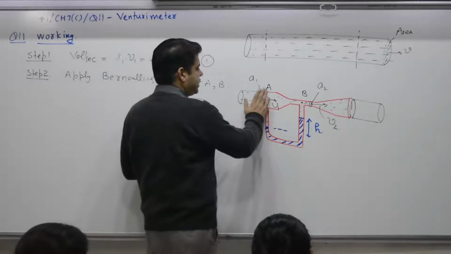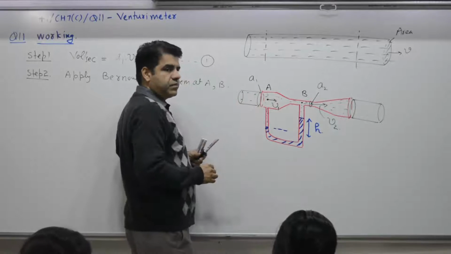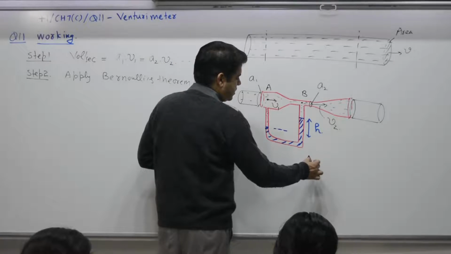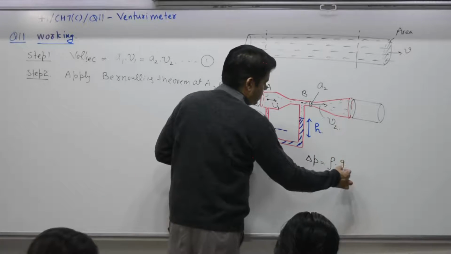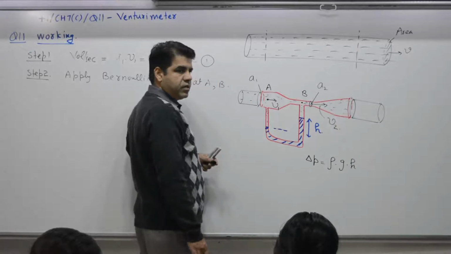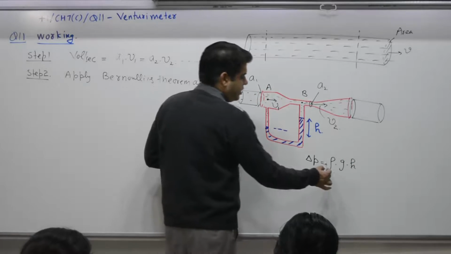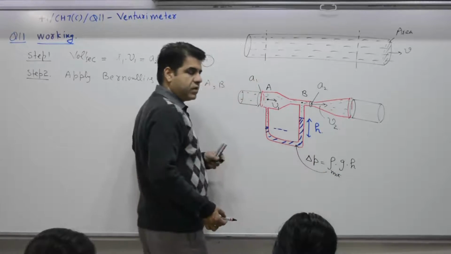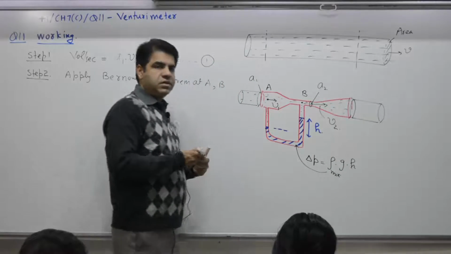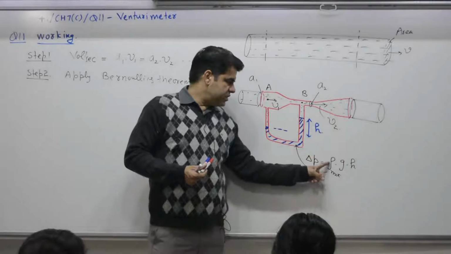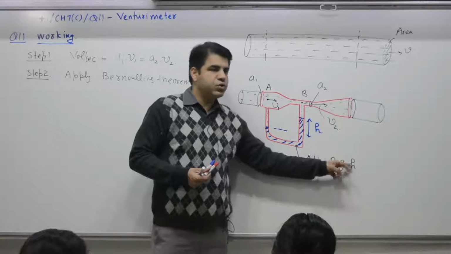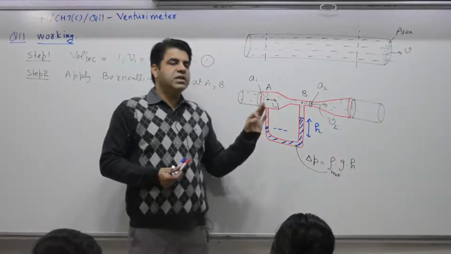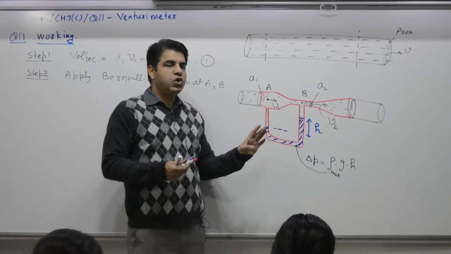See, the condition is it should be different. This pressure difference delta P between these 2 points is equal to rho g h. Pressure difference is rho g h. This rho is density of the material, this material. H is the height difference. If the density of this material is less, height is more. If density is more, height is less. The condition is this liquid and this liquid should not mix.